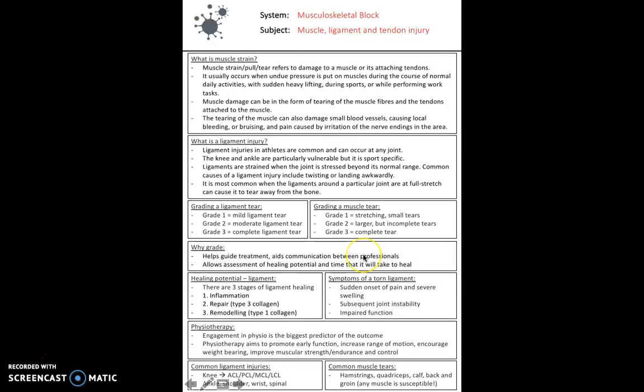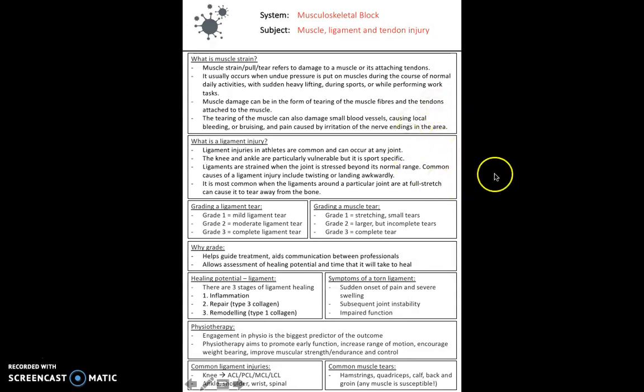A ligament injury: remember ligaments connect bone to bone. These are common in athletes and can occur at any joint, and the knee and ankle are particularly vulnerable in sport-specific injuries. Ligaments are strained when the joint is stressed beyond its normal range, and the common causes of a ligament injury include twisting or landing awkwardly.